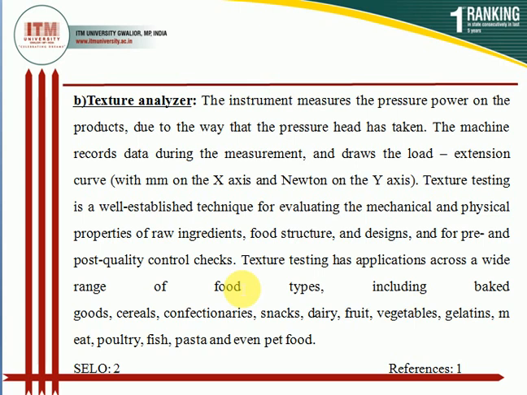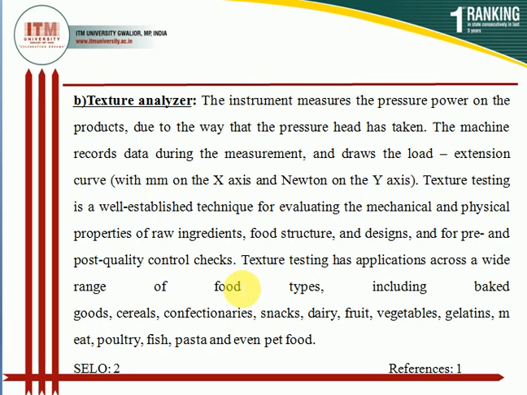Texture testing is a well-established technique for evaluating the mechanical and physical properties of raw ingredients, food structure and design, and for pre and post quality control checks. Texture testing has application across a wide range of food types, including baked goods, cereal, confectioneries, snacks, dairy, fruits, vegetables, gelatins, meats and poultry, fish, pasta, and even pet food.